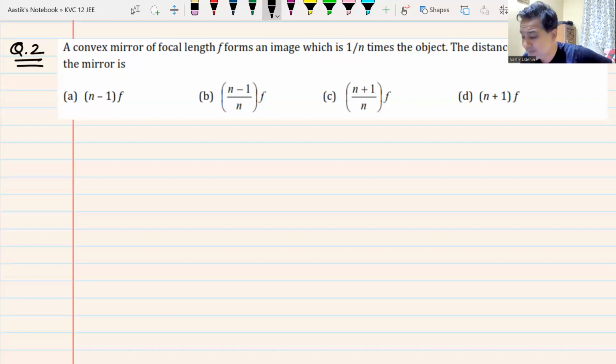Anyone has done this? Anyone got the answer? Can I have raised hands? I've lost the other class, but I am getting some raised hands from the students. Students at the back, are you in the class?